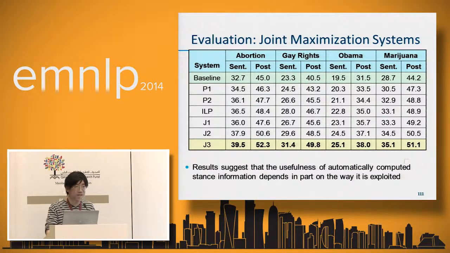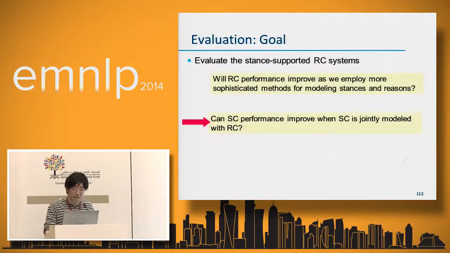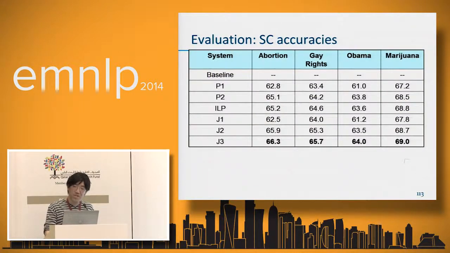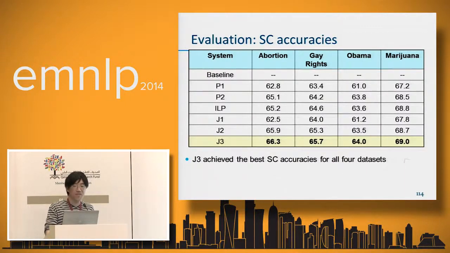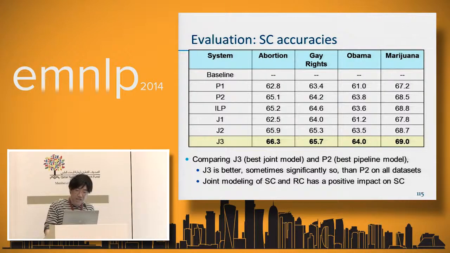And let me conclude by showing you some stance classification performance results. And here are the results. And you can see that J3 achieved the best stance classification accuracies for all data sets. J3 is better, sometimes significantly so, than the best pipeline model P2 on all the data sets. And this suggests that joint modeling of stance classification and reason classification has a positive impact on stance classification.